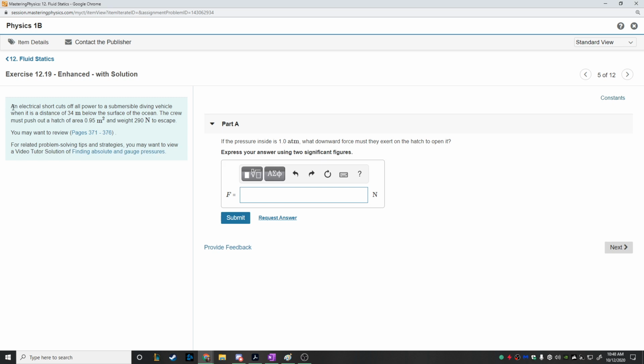So the problem is: an electrical short cuts off all power to a submersible diving vehicle when it's a distance of 34 meters below the surface of the ocean. The crew must push out a hatch of area 0.95 meters squared and weight 290 newtons to escape.